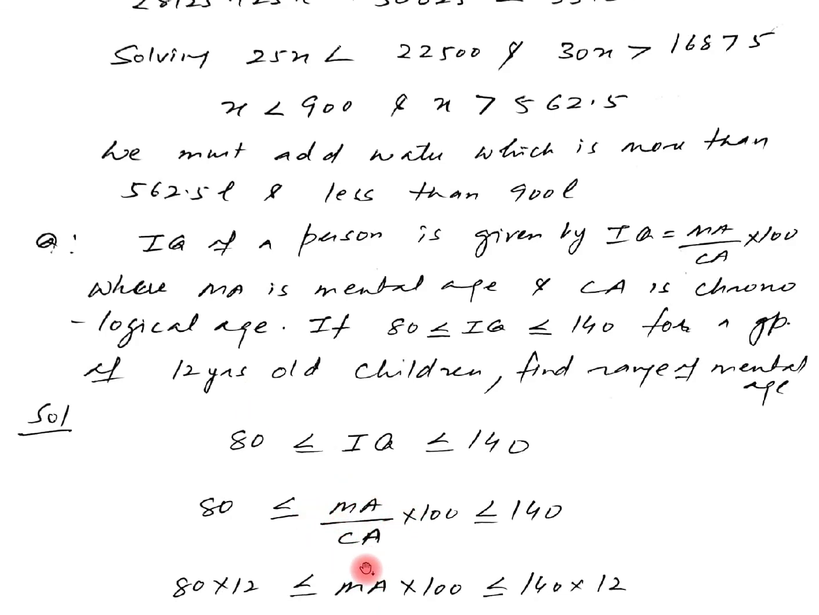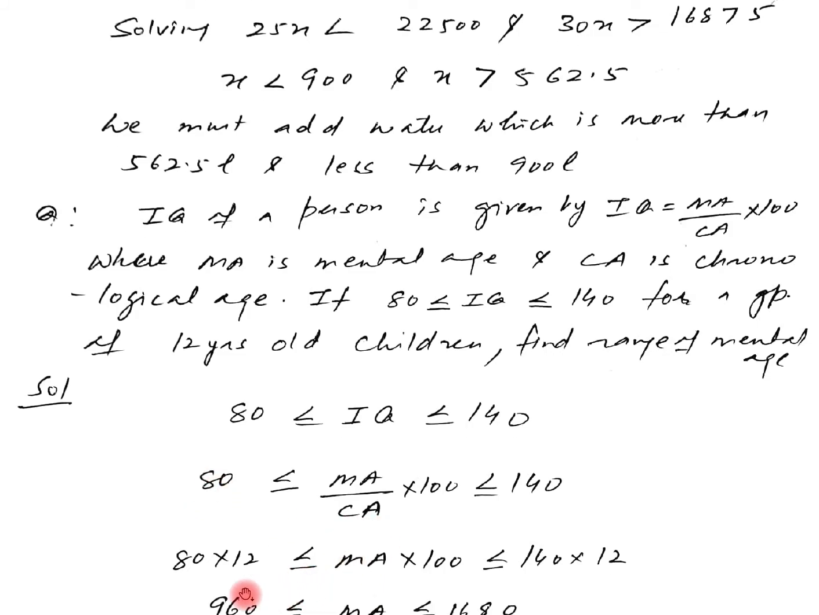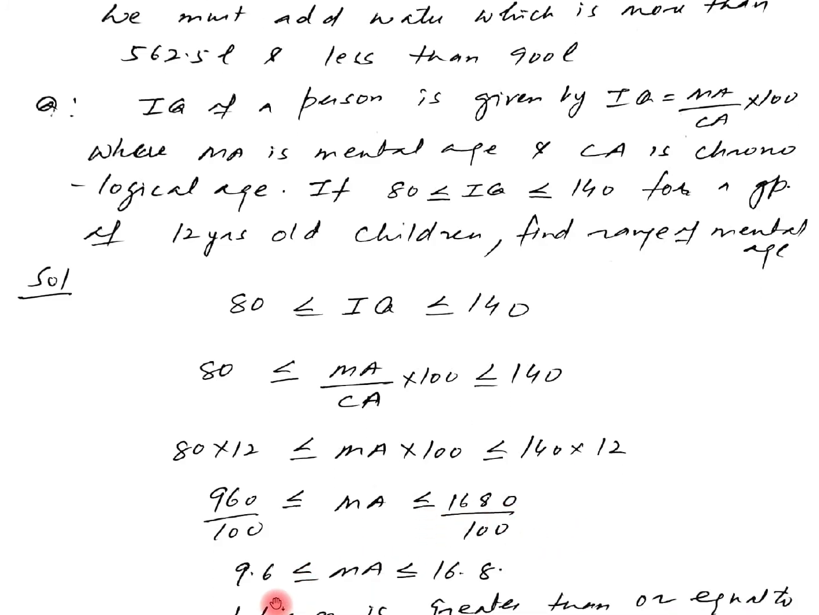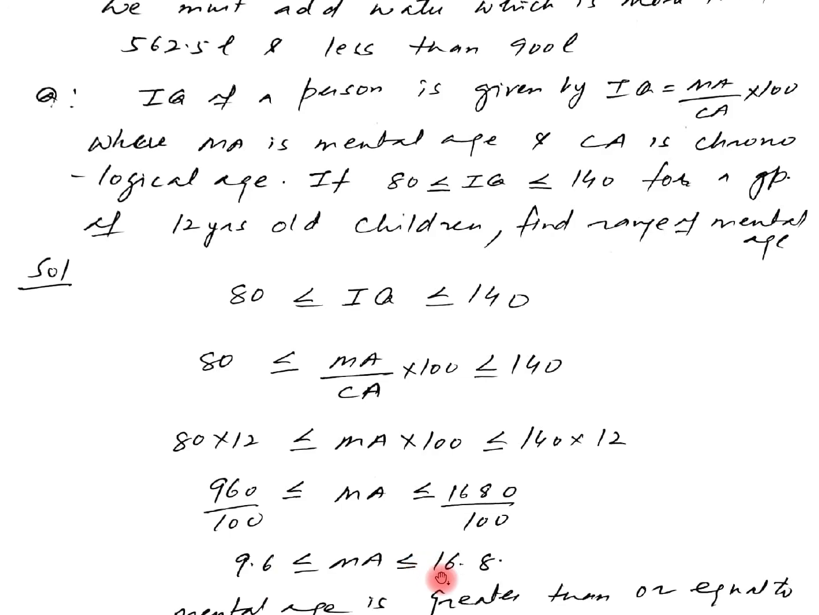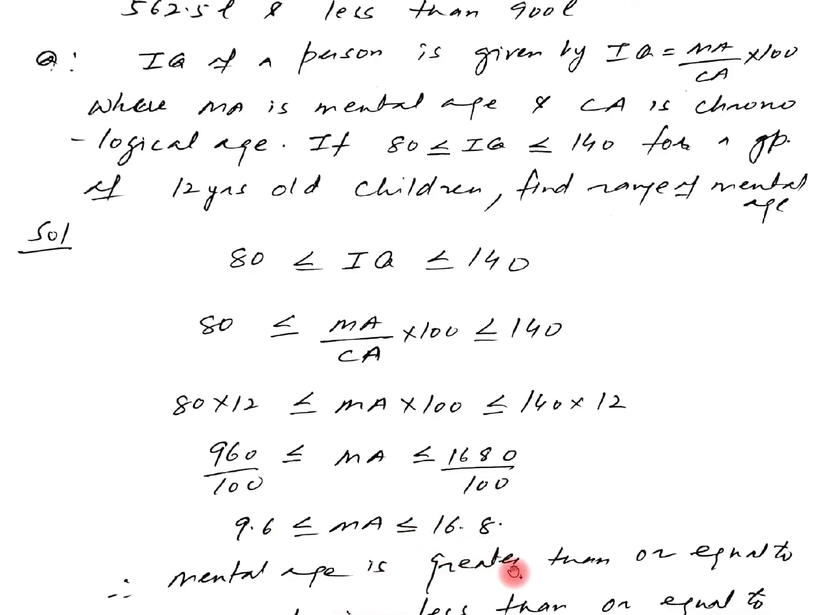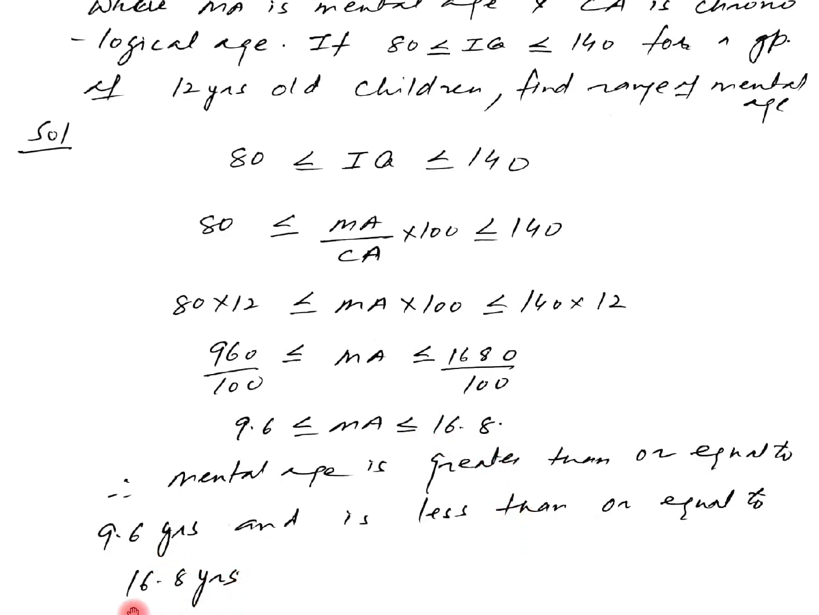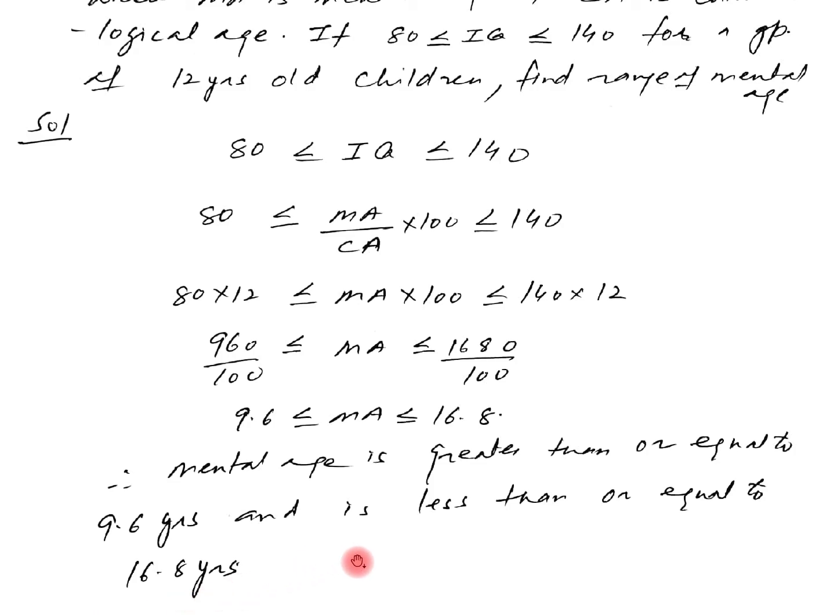Putting CA equal to 12 here, then cross multiplying we are getting 80 into 100 less than or equal to MA into 100 less than or equal to 140 into 12. Simplifying we are getting here mental age must lie between 9.6 to 16.8. Therefore the mental age is greater than or equal to 9.6 years, less than or equal to 16.8 years. So this is about the word problems from the miscellaneous exercise of this unit. Now in the homework you have to complete linear inequality.